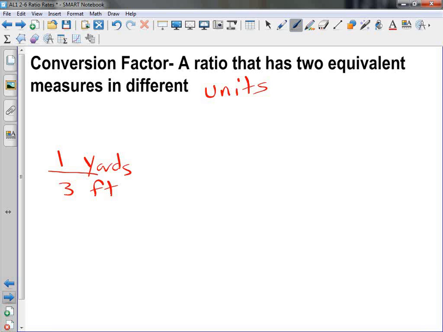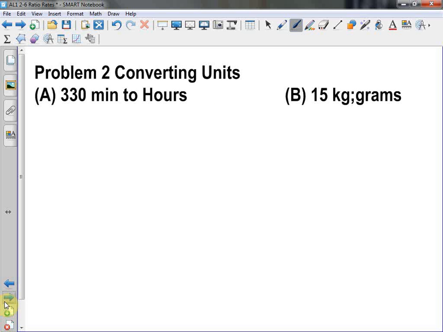This is a conversion factor, okay? Is it the same distance on top as it is on bottom? Yes. Conversion factor, always the same on top as bottom, okay? All right, we're going to use this to solve some problems, okay? Here we go. So we're going to convert 330 minutes to hours, okay?